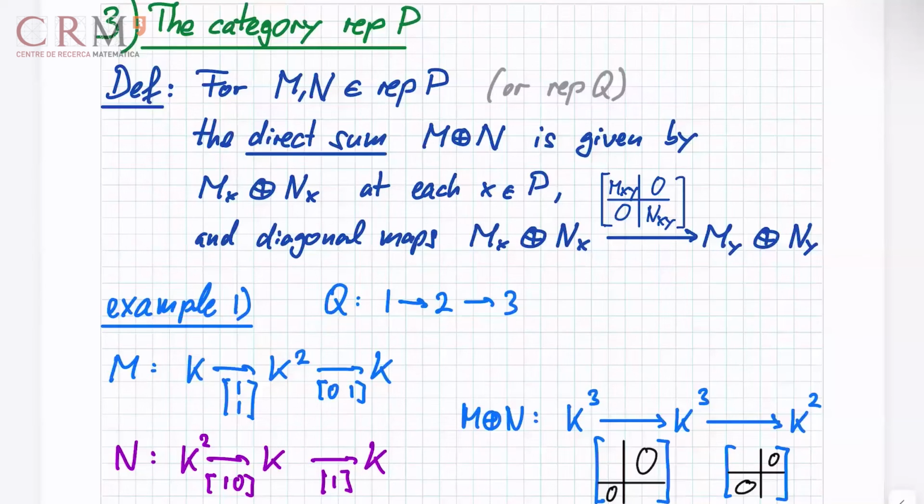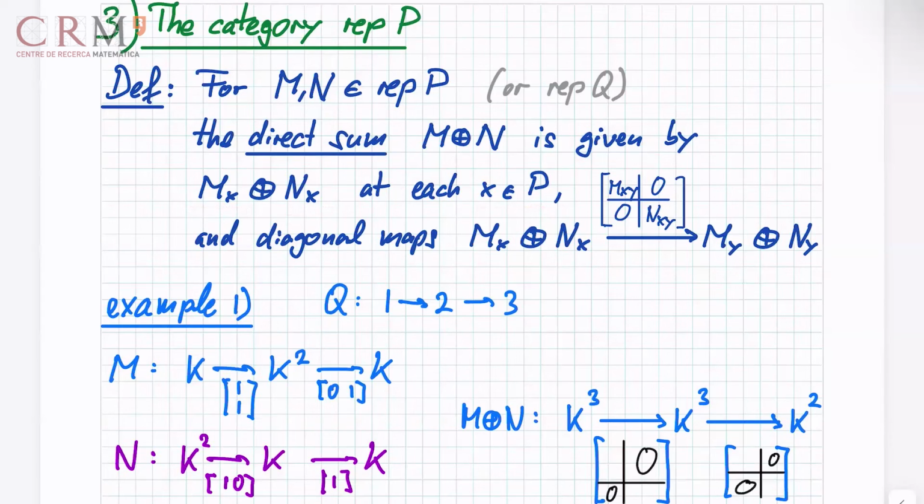Given two representations of a poset or of a quiver, they are given by a bunch of linear maps. It's completely the same story. So given two representations, I want to define the direct sum of M and N. The direct sum is given by the following. For a representation, I need to specify what happens at each point. So at each point, I take the direct sum of the vector spaces. And then I have those maps between the vector spaces.